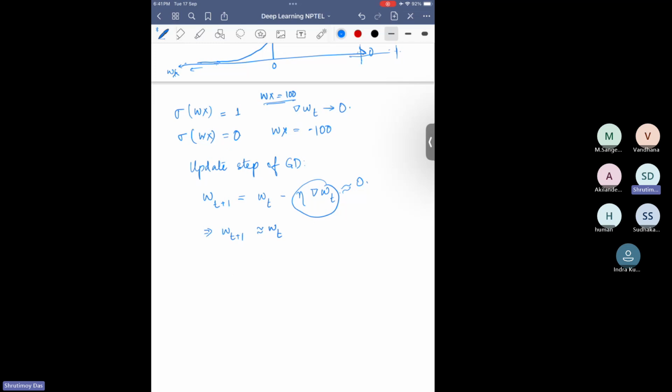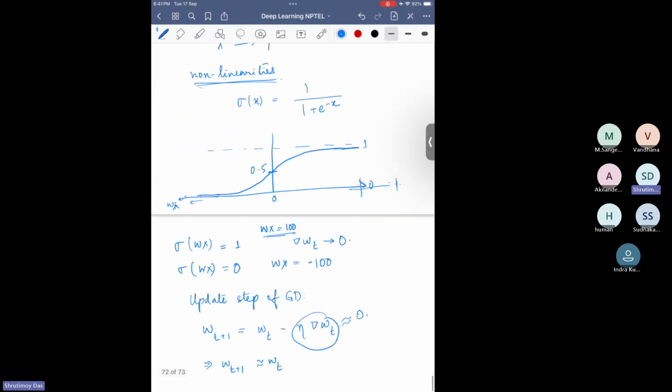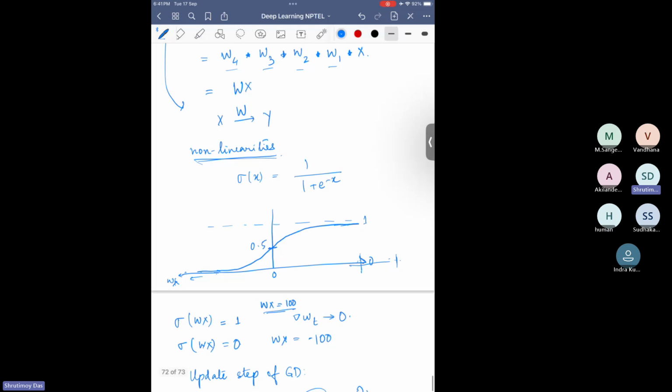Then there was another problem, that this has this exponent computation. Computing the exponent requires a lot of terms, and so it is also computationally very expensive. So these are two problems that we have with this sigmoid nonlinearity.